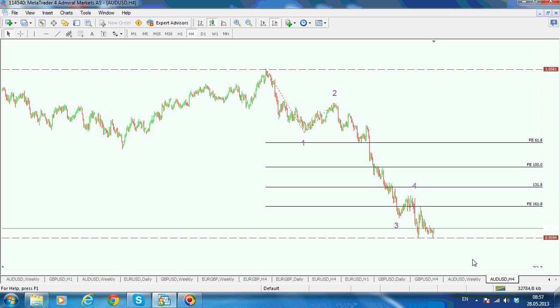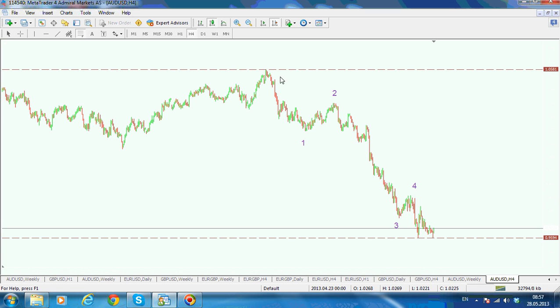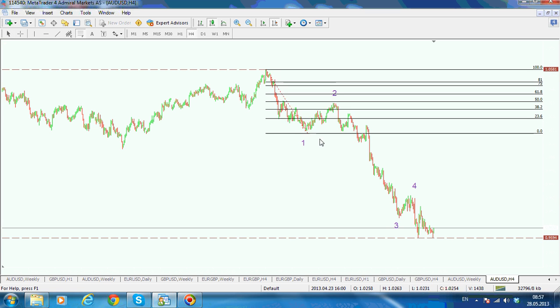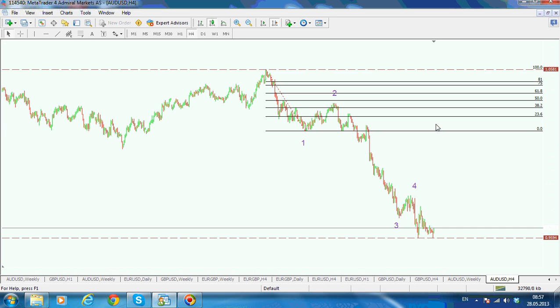Now, if I were to take an educated guess for the fifth wave to come in the 1, 2, 3, 4, 5 sequence, then what I would do, I would measure the length of the first wave from the highs to the lows, and then I will take 61.8 out of wave 1 like this, and take this 61.8 and put it at the moment when the fourth wave ends, and this would be the first educated guess regarding the possible end for the fifth wave.